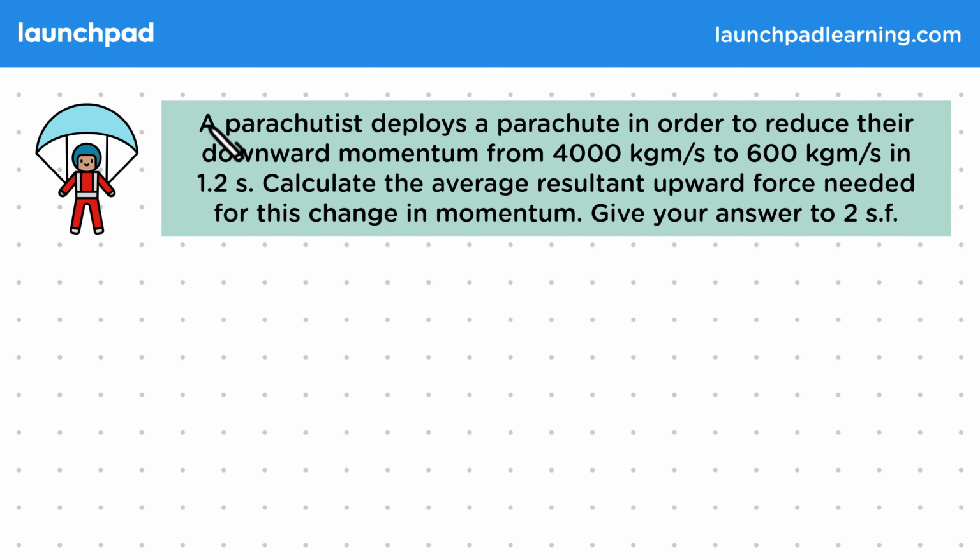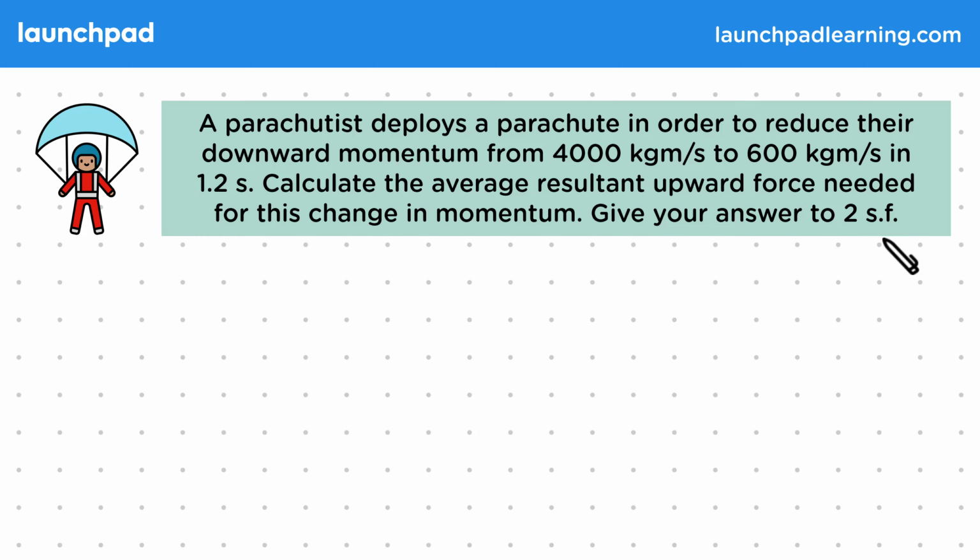Now let's see how to apply this equation to an example. A parachutist deploys a parachute in order to reduce their downward momentum from 4,000 kilogram meters per second to 600 kilogram meters per second in 1.2 seconds. Calculate the average resultant upward force needed for this change in momentum. Give your answer to two significant figures.